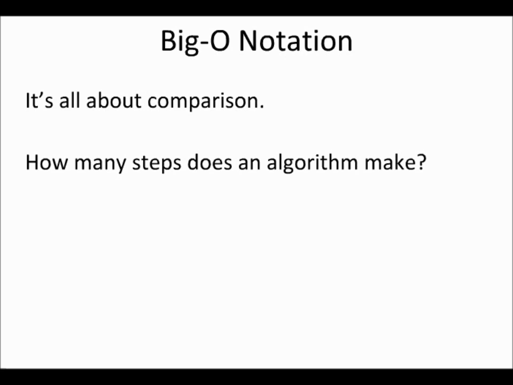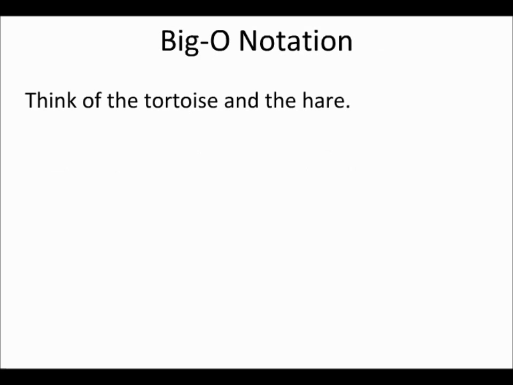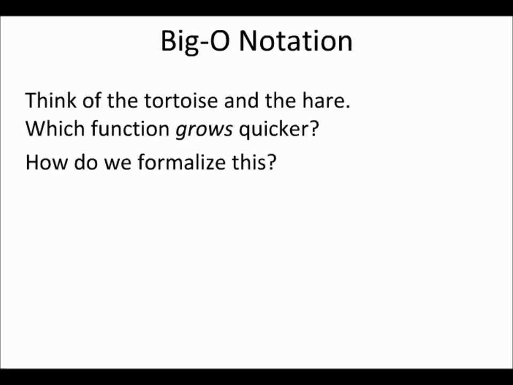In order to have a sense of that, we need to be able to compare functions. Okay, so the big O notation is all about comparing functions. In particular, it's interested in how fast one function grows compared to another. So I want you to think of the tortoise and the hare. The hare moves quickly and the tortoise moves slowly. So we want to come up with a way to look at two functions and be able to call one the hare function and the other one the tortoise function. In other words, one function grows quickly and the other function does not grow as quickly. So that's what we're interested in, which function grows quicker.